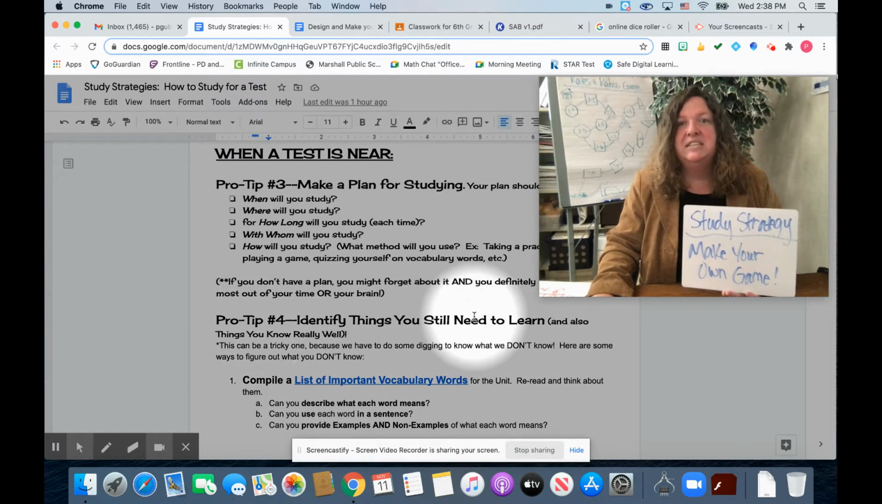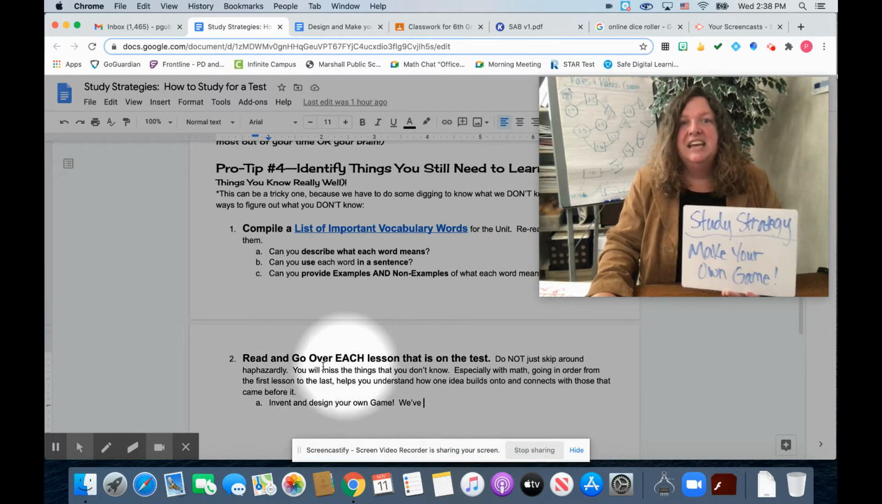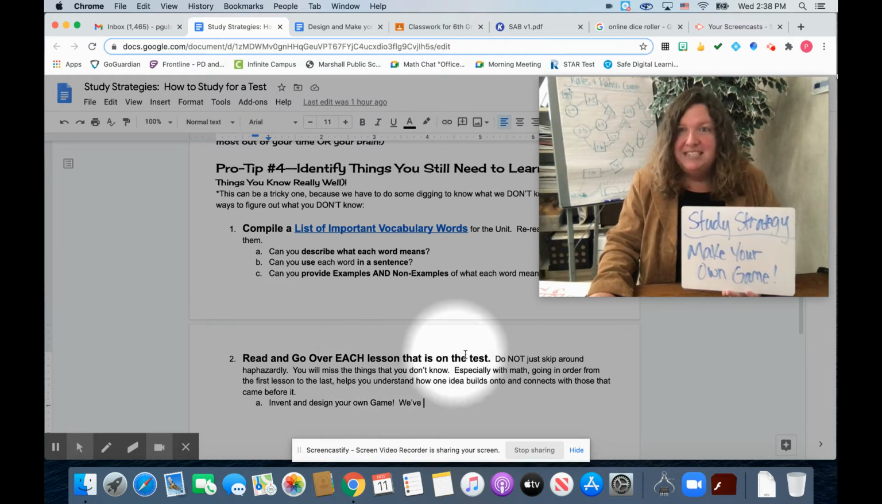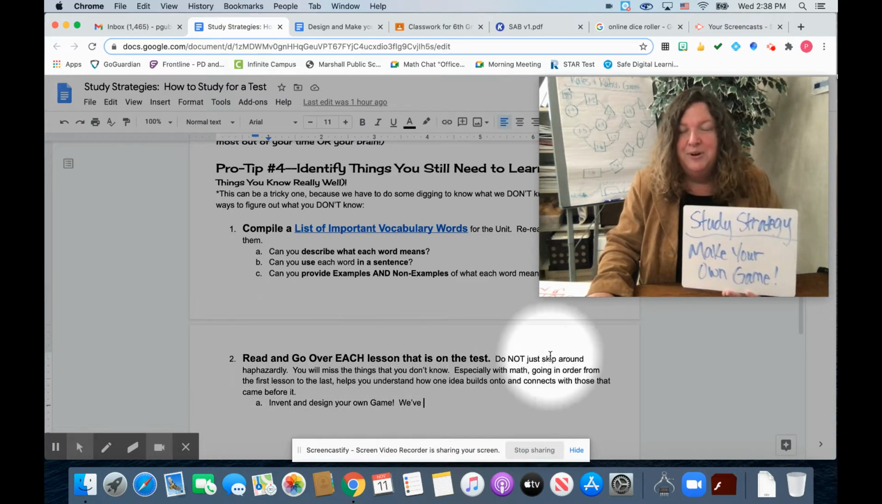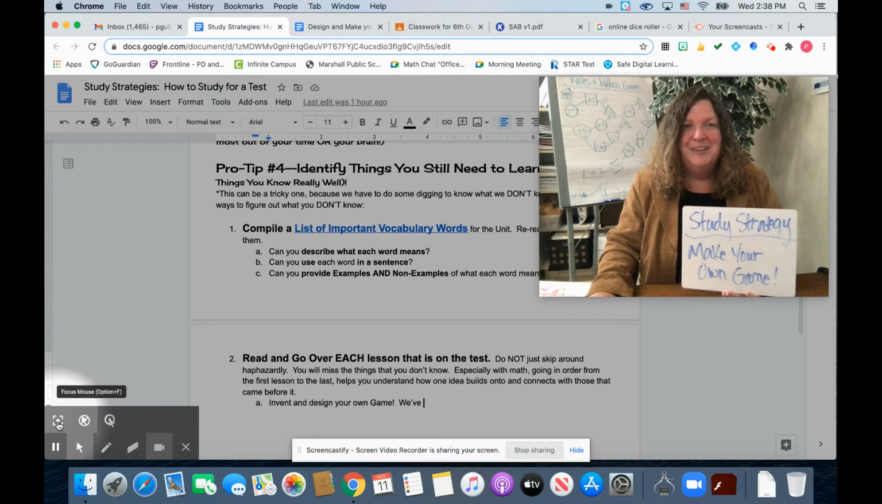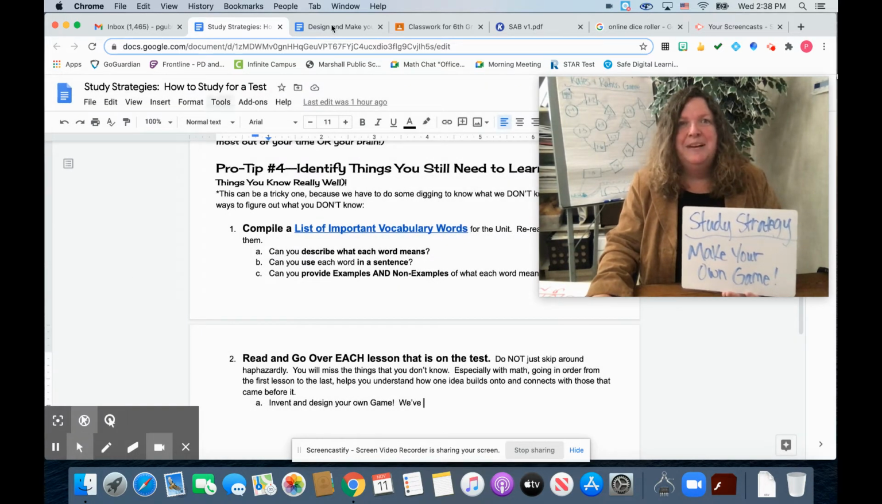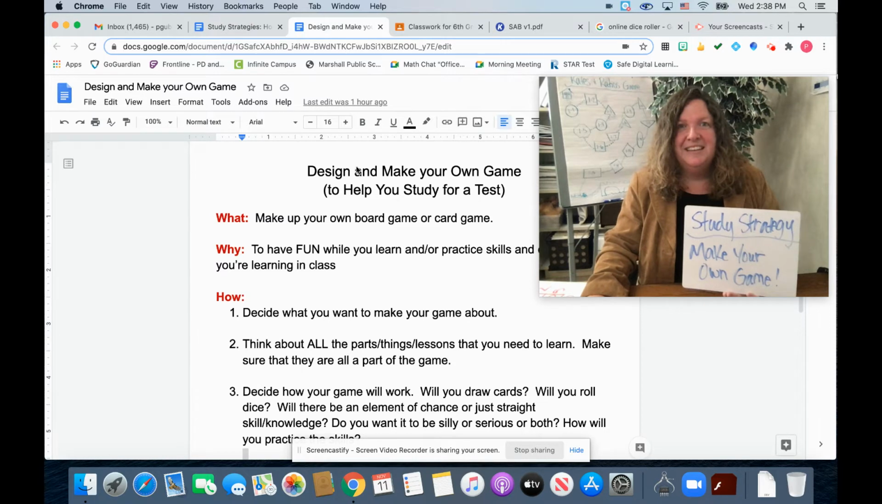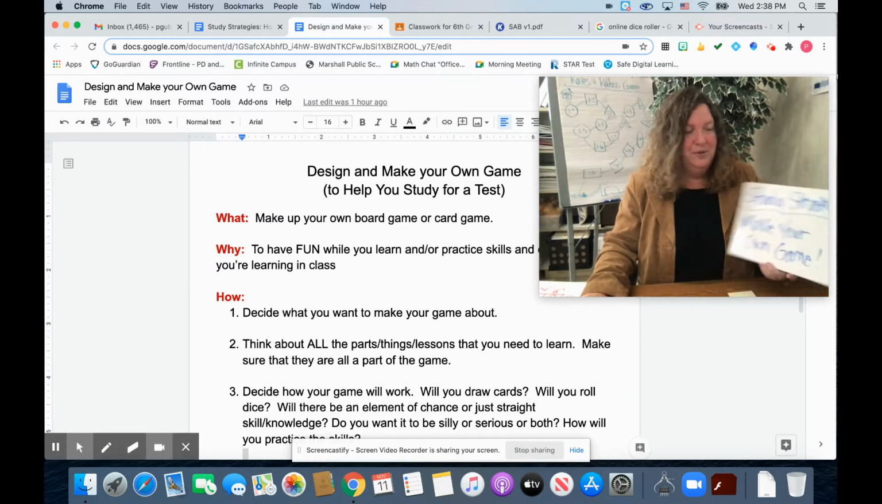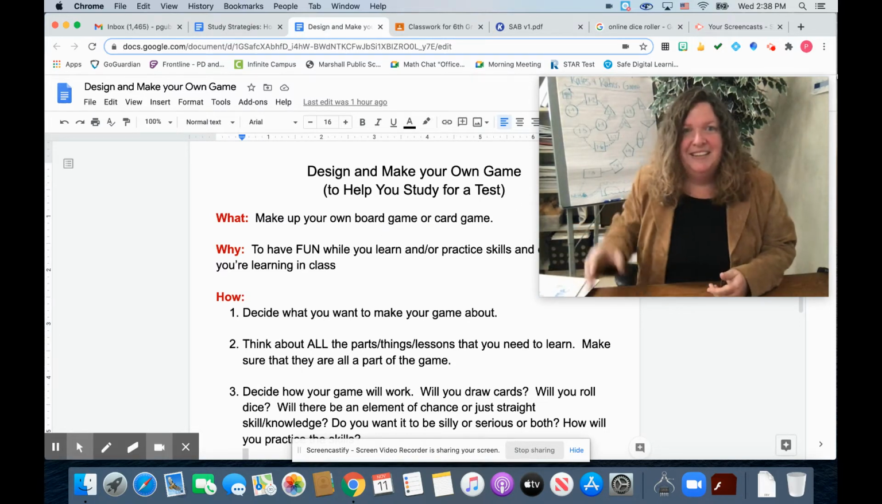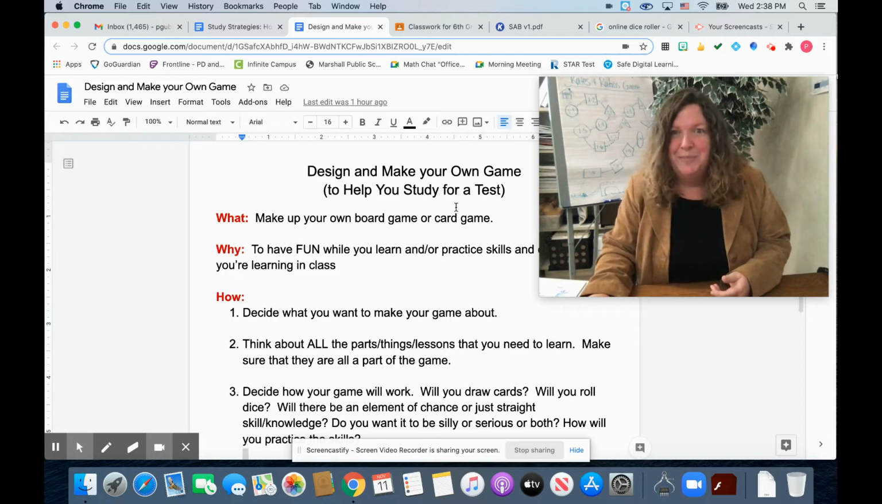One of those techniques is going over each and every lesson to identify the things we know and we don't know. How are we going to do that? In this case, we're going to make a game. So let's get started talking about our game. So here, we're going to design and make our own game. We're going to make our own board game or card game.